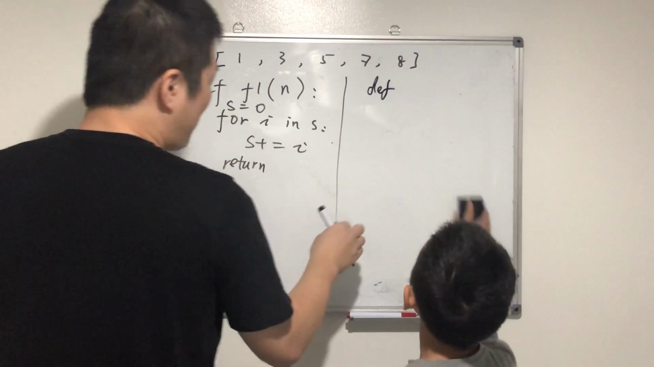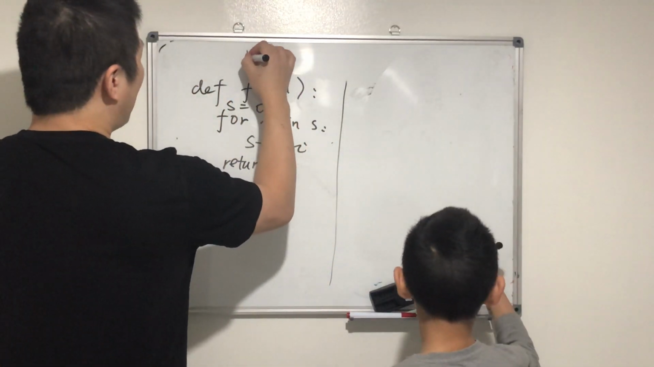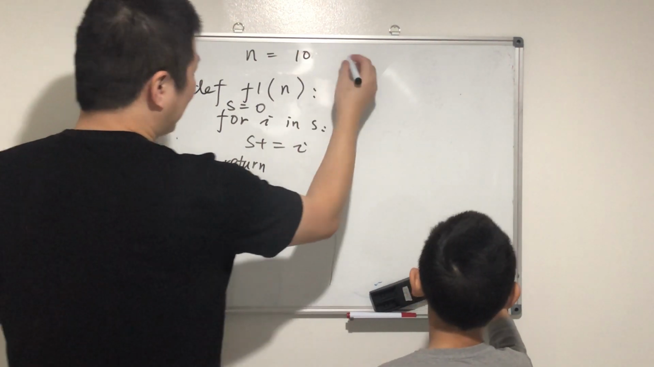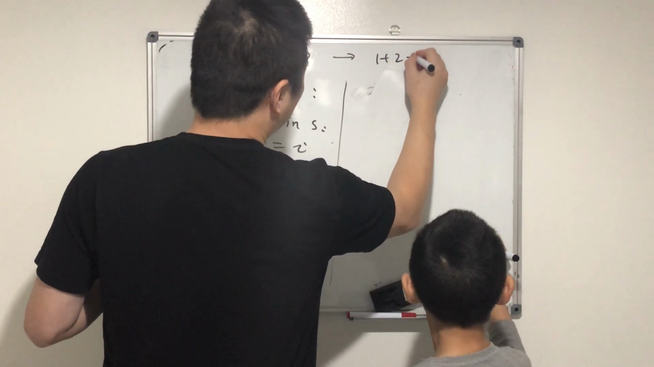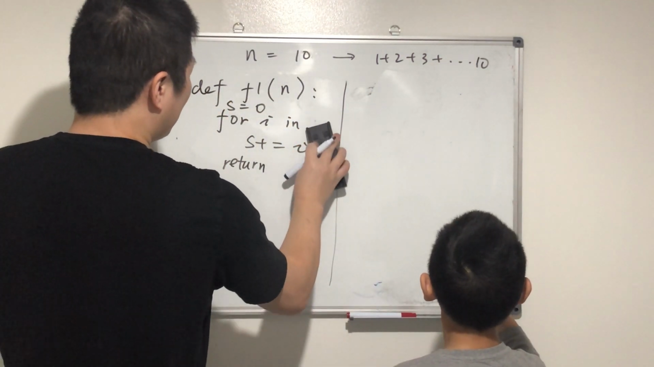Okay, maybe make it this way. n is a number, like 10. So then I want to calculate 1 plus 2 plus 3 plus, till 10. So one way of doing it is this.